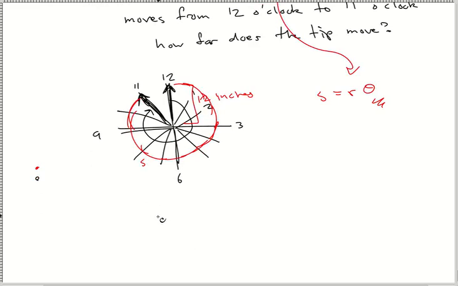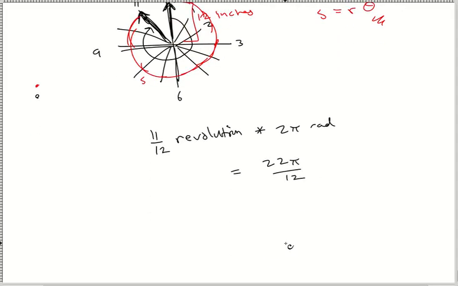Think about it for a second. I went 11 out of 12 positions. Right? The only part that I didn't do is this last little bit here. So 11 out of 12 of a revolution. And we know that a full revolution is 360 degrees. Yes, but it's also 2 pi radians. So I'm going to multiply it and get 22 pi over 12. Now, I'm sure that'll reduce. I'm not too concerned about that right now because we're going to put it through the formula. But this is my radian measure.